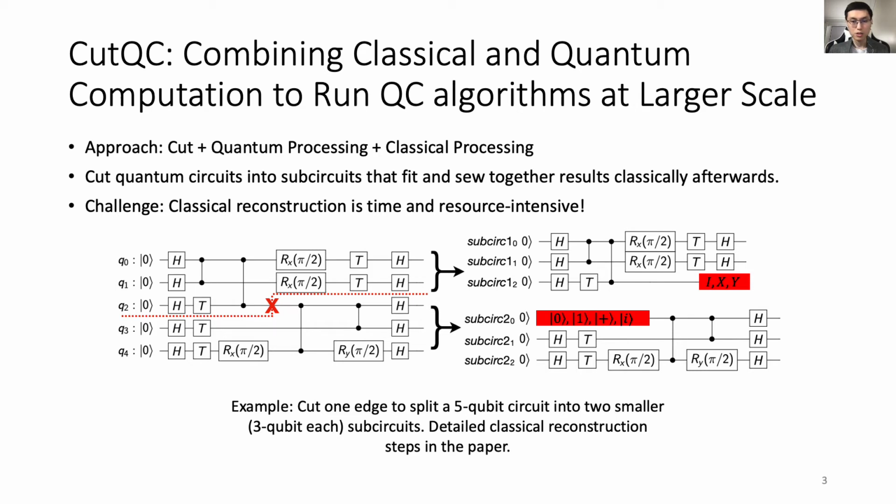The figure here shows an example of making one cut to split a 5-qubit circuit into two 3-qubit subcircuits. Instead of requiring a 5-qubit QC, we now only need a 3-qubit QC. Please refer to the paper for a detailed walkthrough of the classical reconstruction process. The challenge here is that classical reconstruction is time and resource intensive.